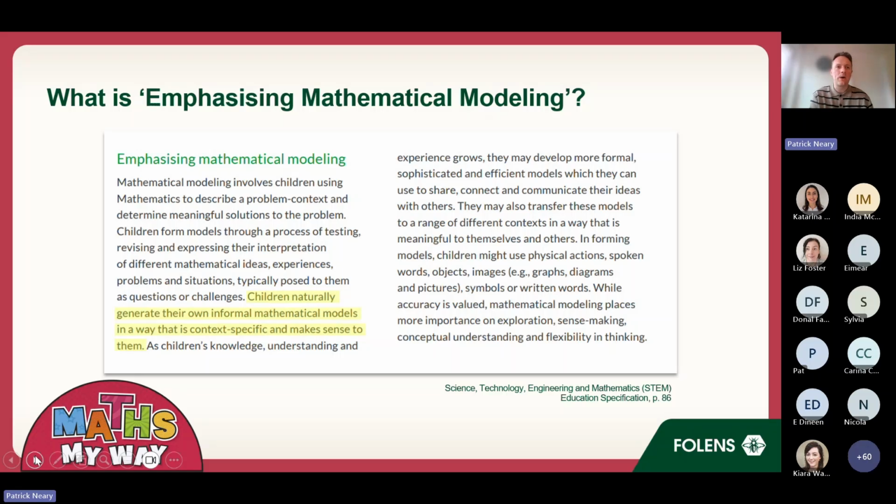Even thinking about that question, 1,000 take away 5. Are you going to use column subtraction to do that and have to do all the crossing outs of the zeros? It's about building up that sense making in our students.